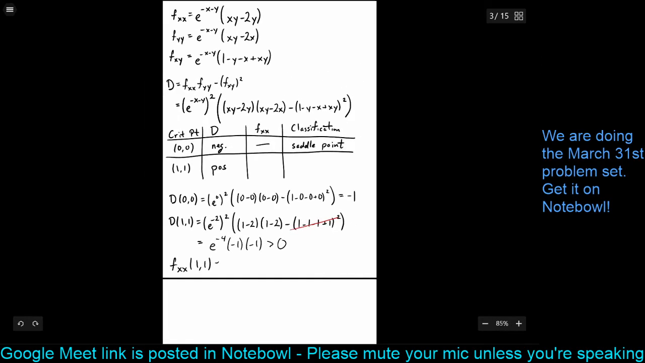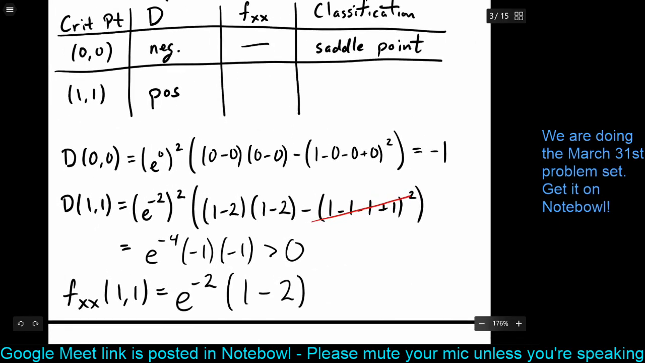Right, so this is going to be e to the negative 2 times 1 minus 2. And this number is going to be negative. Right? And if fxx is negative, then this has to be a local maximum.